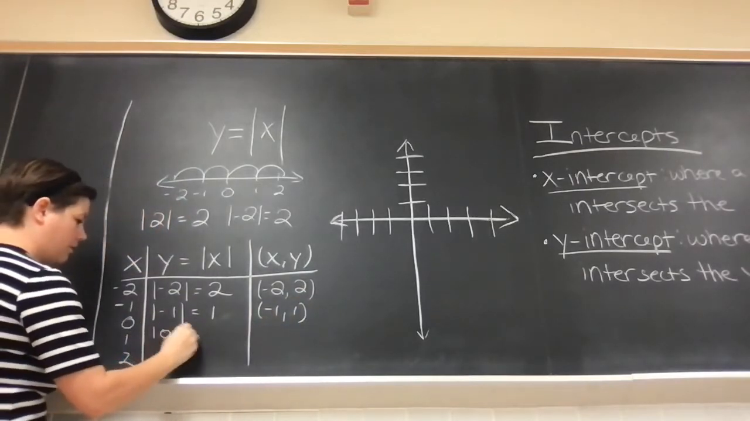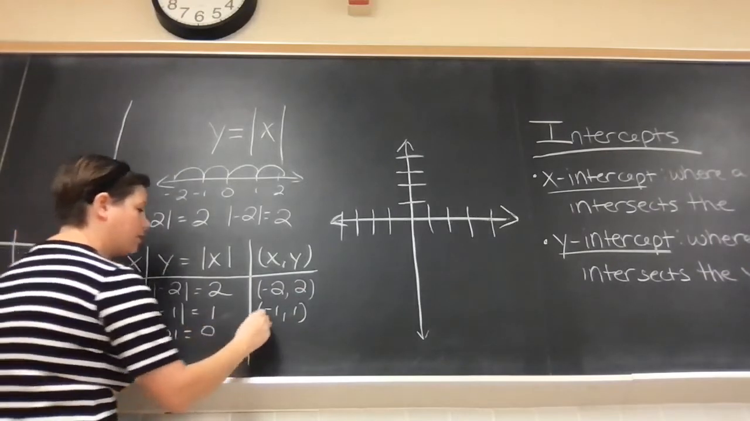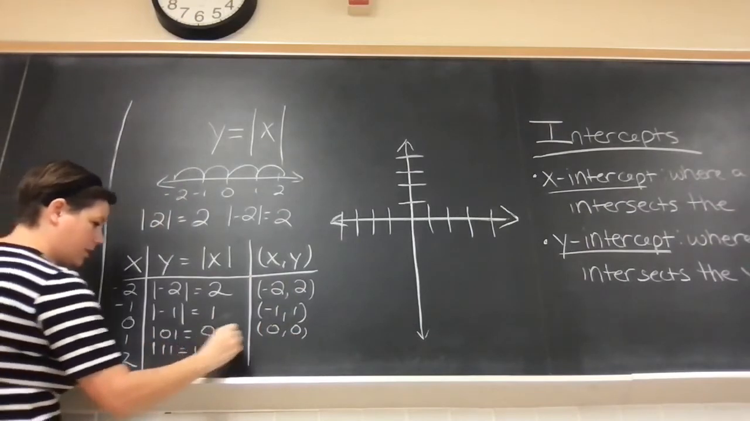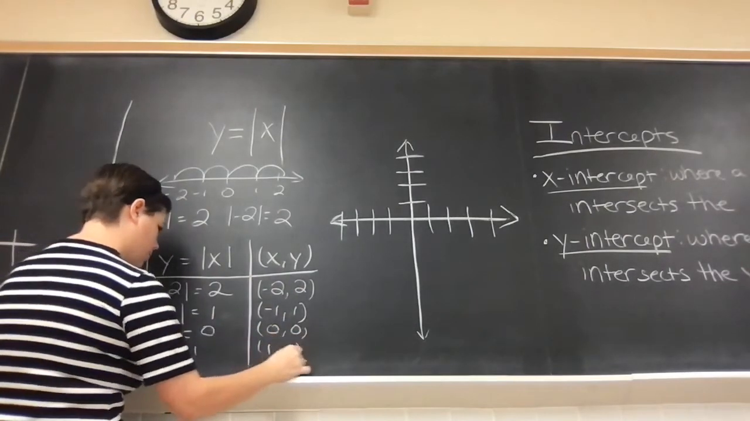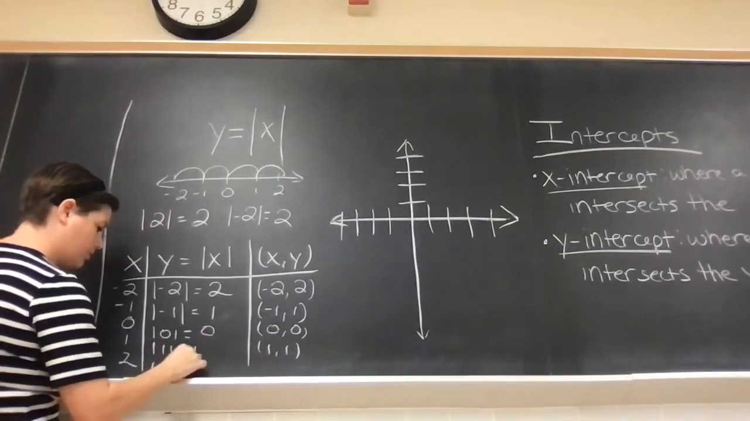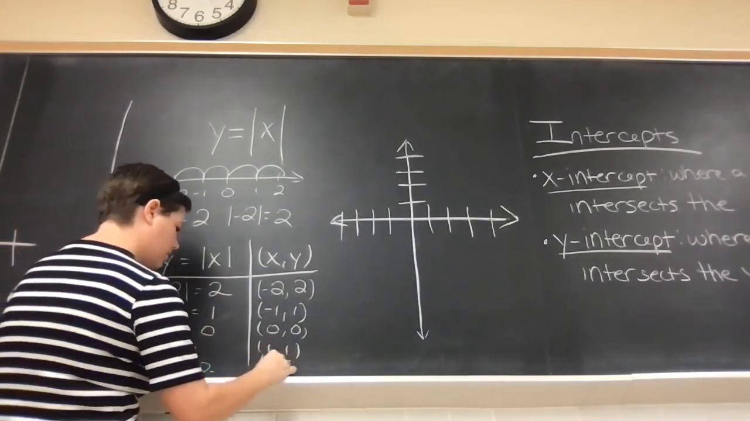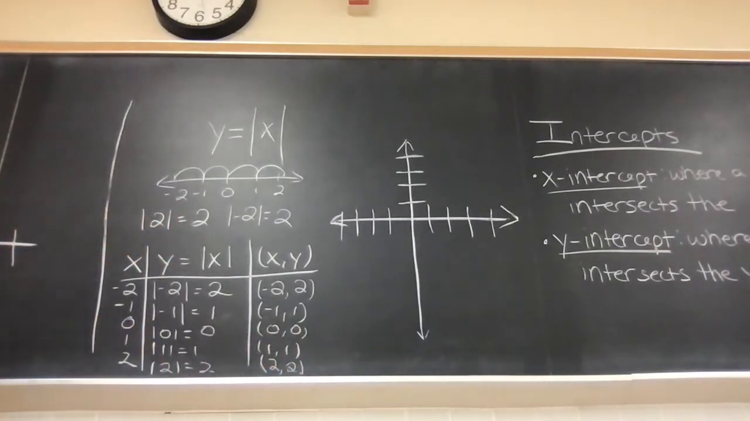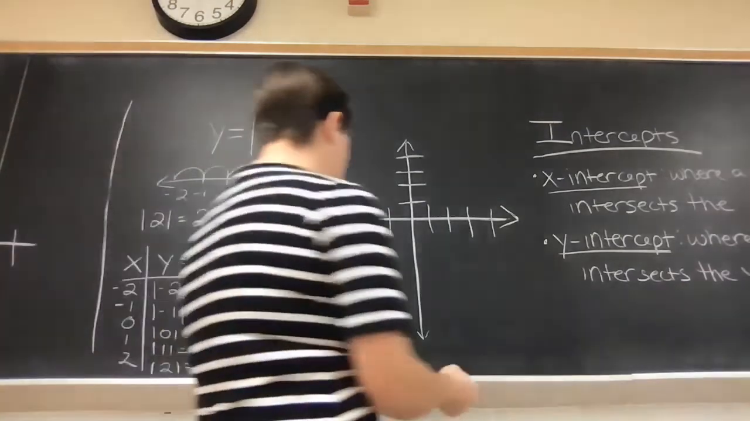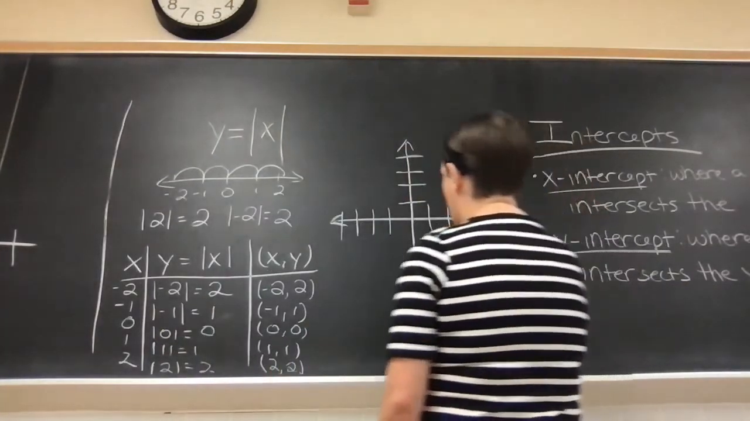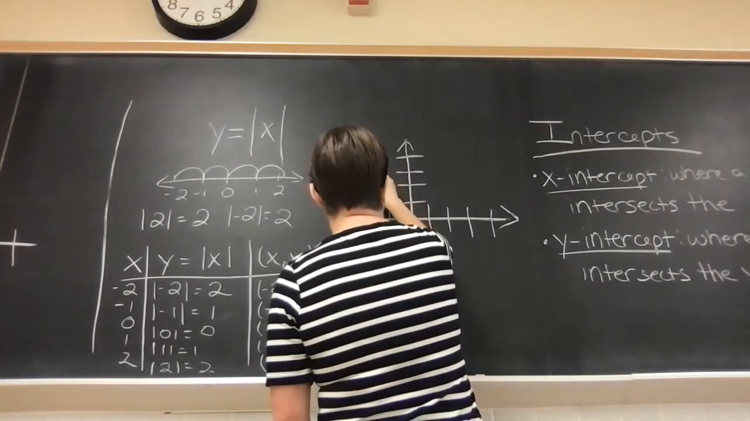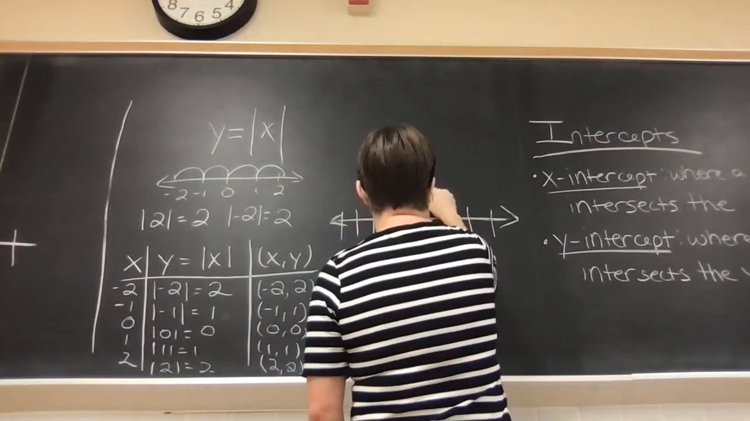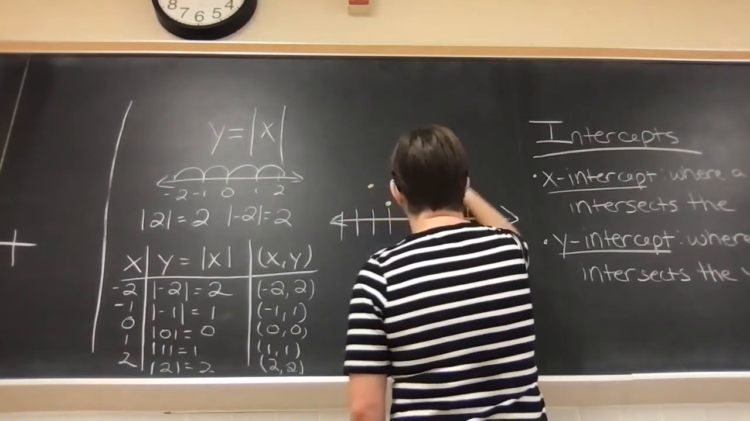Absolute value of 0, well, how far away is 0 from itself? 0 units. So 0, 0. Absolute value of 1 is 1, so 1, 1. Absolute value of 2 is 2, so 2, 2. So I had -2, 2; -1, 1; 0, 0; 1, 1; and 2, 2.